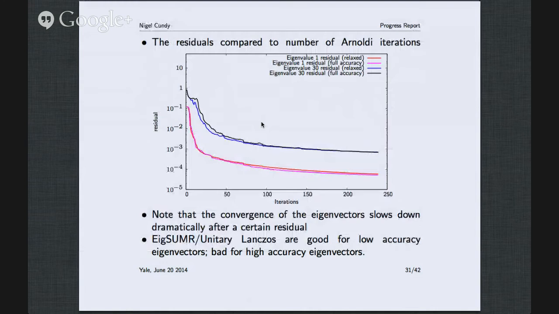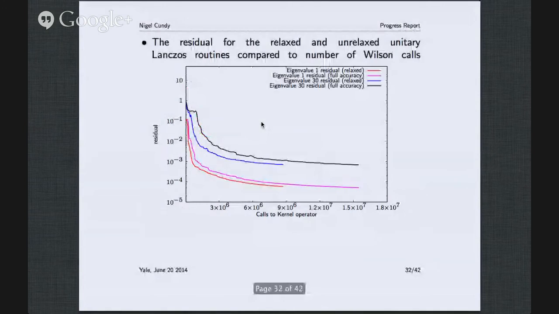So if we look at the iteration count against the eigenvalue residual, we can see that for the relaxed and the full accuracy, there's not much difference in terms of the iteration count. In terms of the number of calls to the kernel operator over time, the relaxation initially at least gets a gain. However, you'll notice that after a certain period, so this curve is, I think, for the 29th or 30th eigenvalue, this is the first eigenvalue.